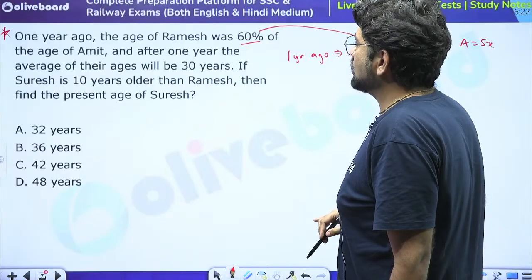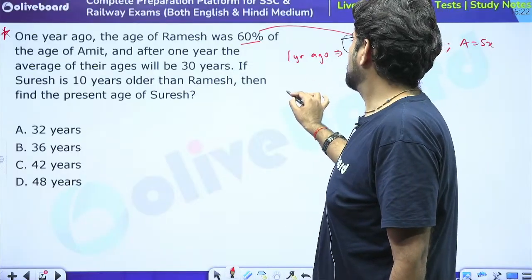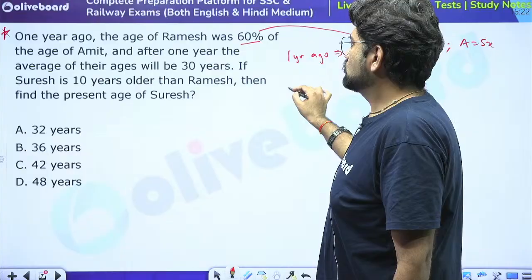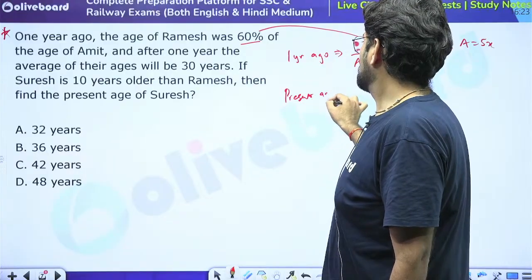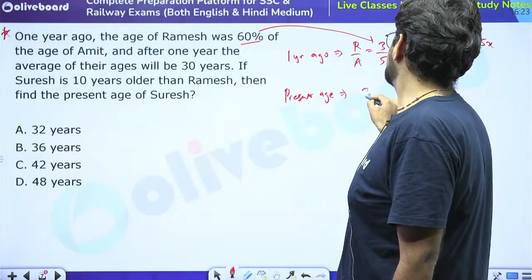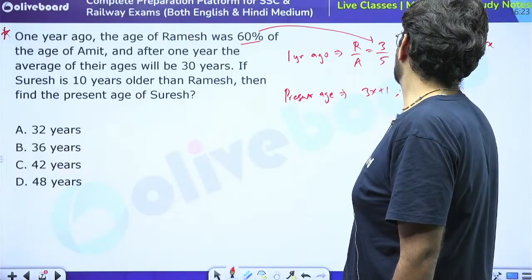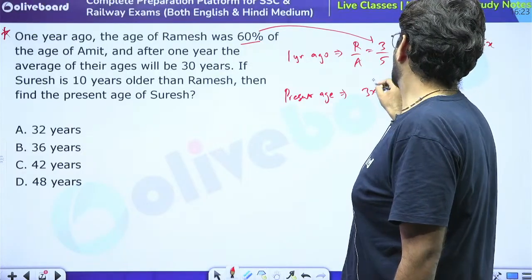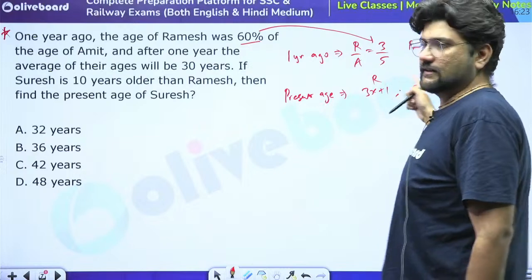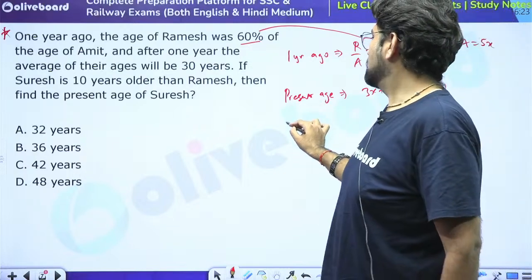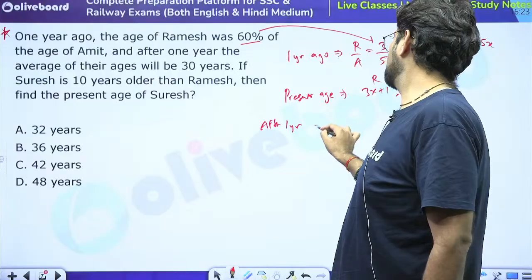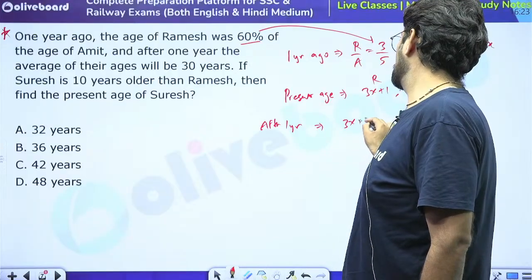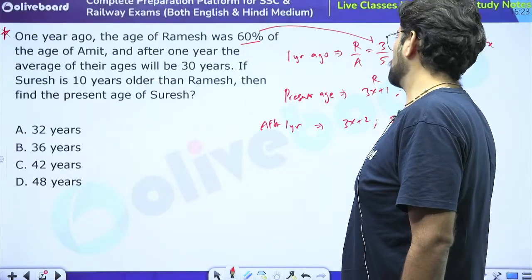Now, after 1 year, so we'll first come to present age. Present age will be how much? This is 3x plus 1. This is 5x plus 1 for Ramesh and Amit. 1 year extra. After 1 year, this will be 3x plus 2. This will be 5x plus 2.